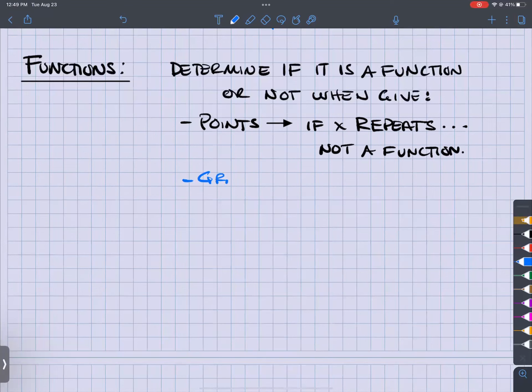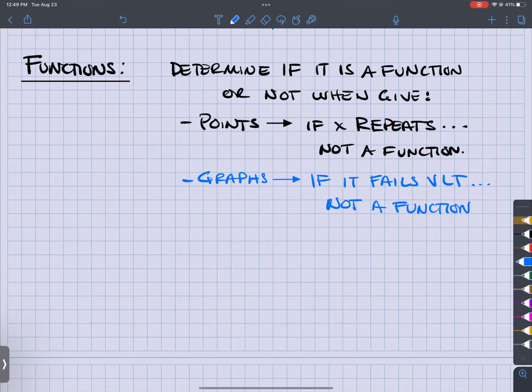How about with a graph? And with graphs, if it fails the VLT, it's not a function. And the VLT is the vertical line test.